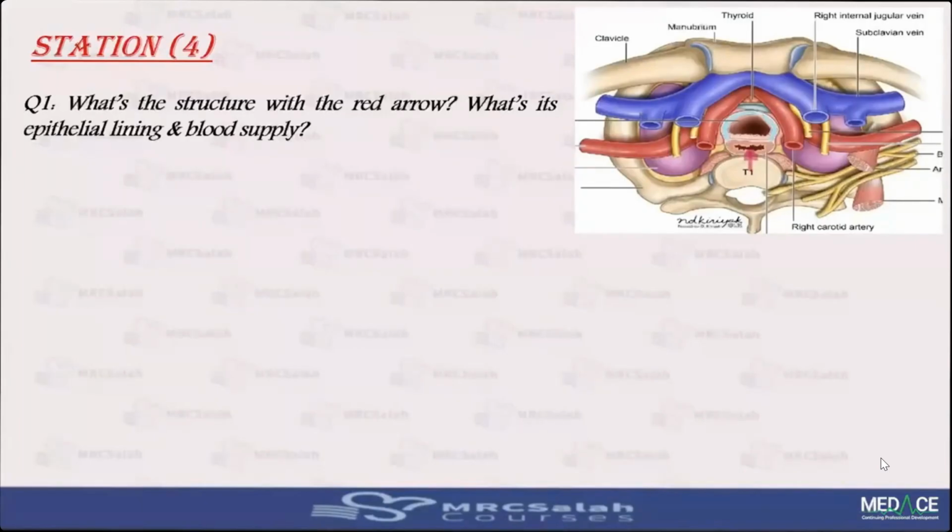We said before, whenever they ask you about the blood supply, you have to mention the arterial and venous, please. The venous drainage: the superior and inferior esophageal veins drain into the middle thyroid.